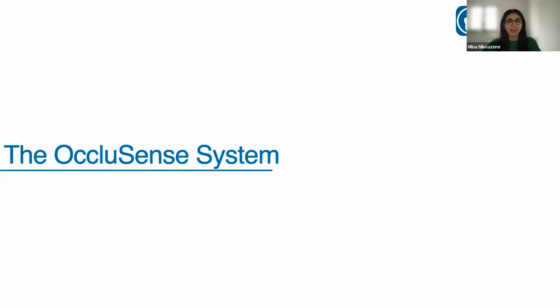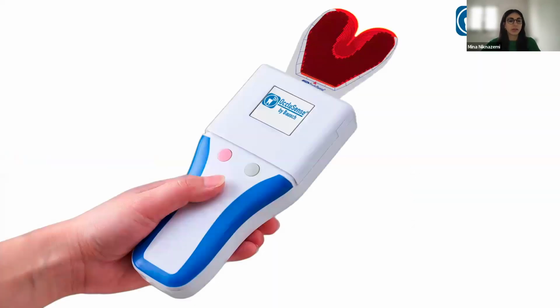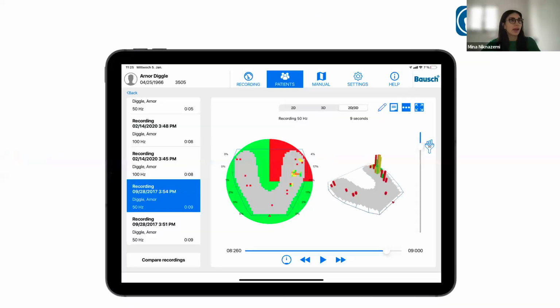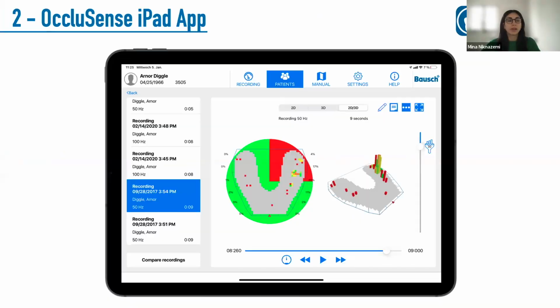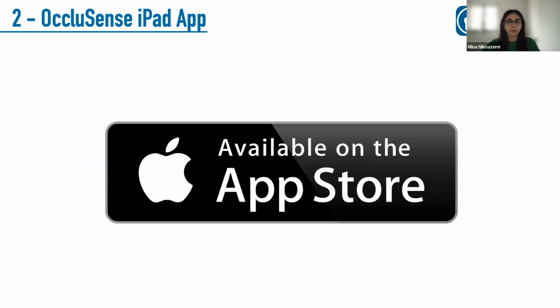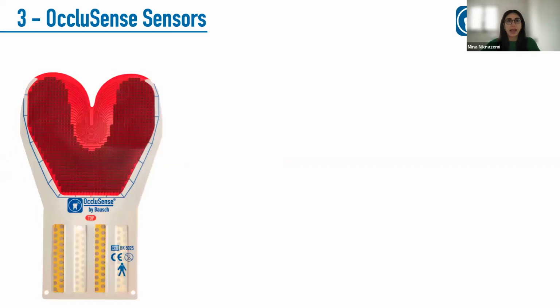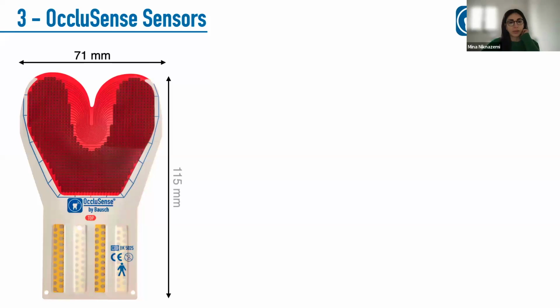And for those of you who don't own an OccluSense system yet, I'm going to quickly take you through how this works. So the set consists of the OccluSense handheld that you saw previously as well. You need an iPad with the OccluSense iPad app. This is available to be downloaded for free on the Apple Store. As well as the sensors, which are available in 2 different sizes. So currently we have X and XL, and these sensors differ in width rather than length.